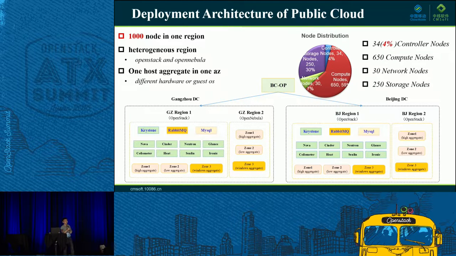We built it from 2009. We use 34 controller nodes to manage all the computing nodes, about 650. One region is a total of 1,000 nodes. In one region, we share the Keystone service, MQ, and the DB service.